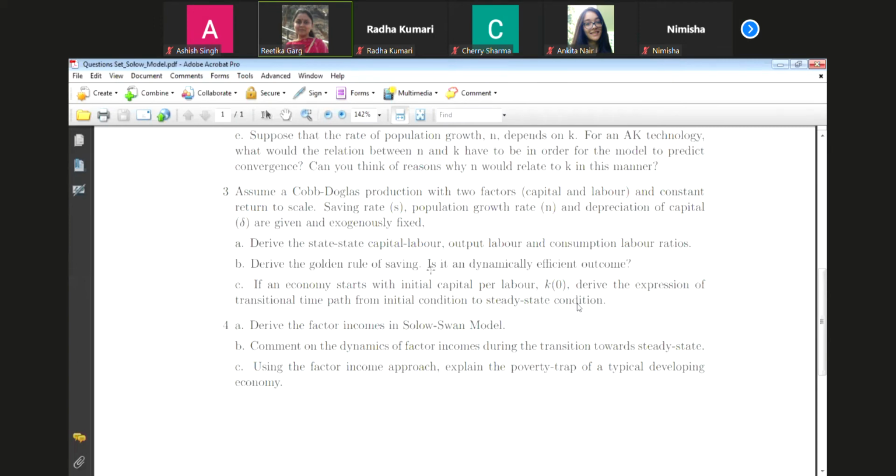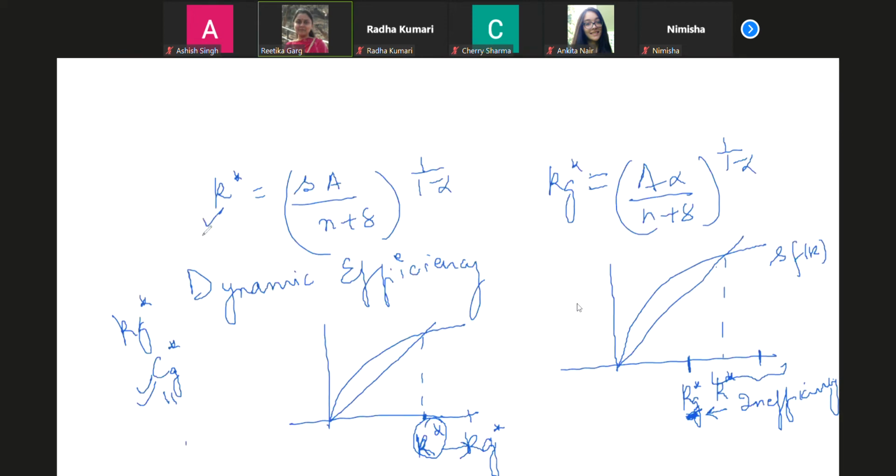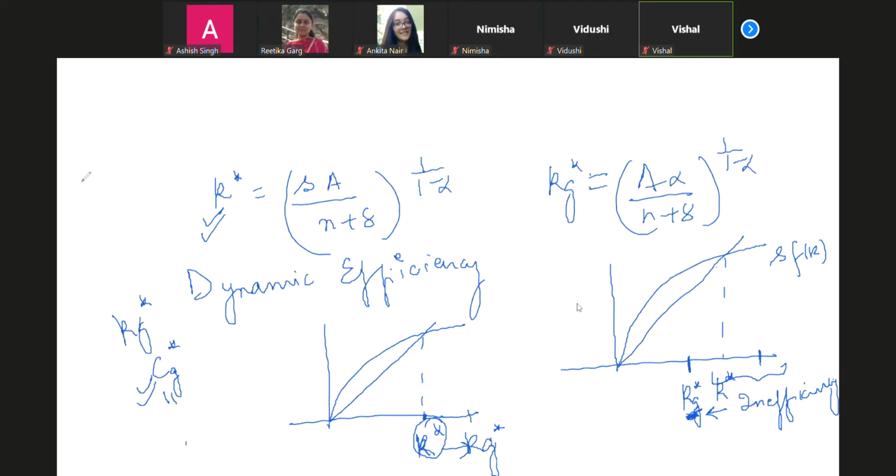So we have derived the golden rule of saving, but the steady state that we got in this model, is it dynamically efficient? Let me go back to the whiteboard. Yeah. We are saying the question now is this K star a dynamically efficient outcome? What do you think? Will it not depend on the value of S? Yes. Vis-a-vis? Value of S vis-a-vis? Alpha. Oh, yeah. Alpha. That's right. So here you just have to check what will be the value of S vis-a-vis alpha.